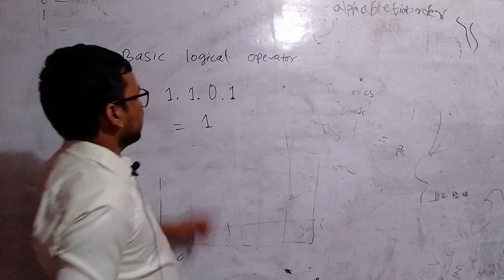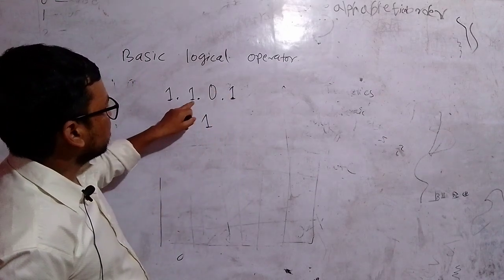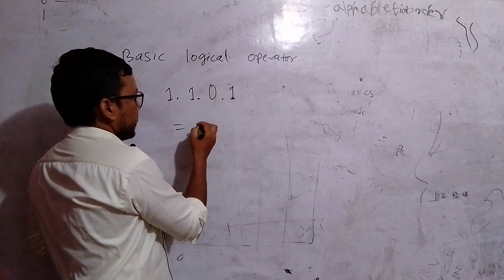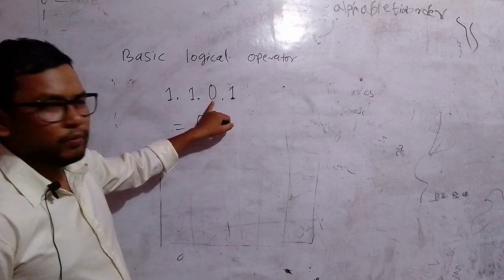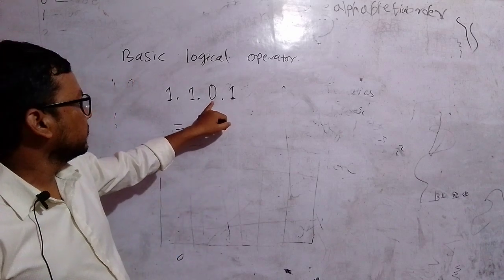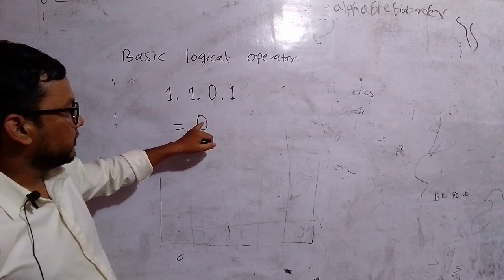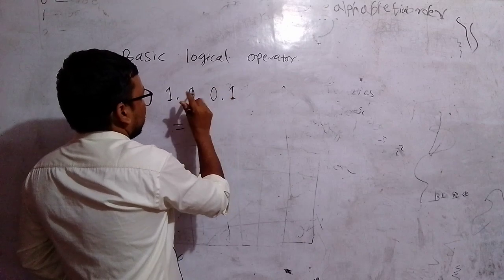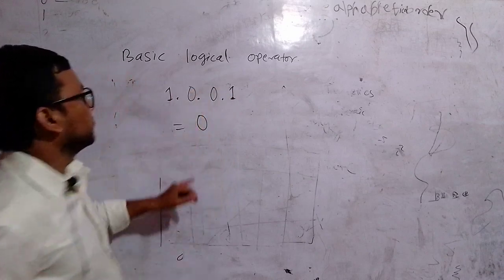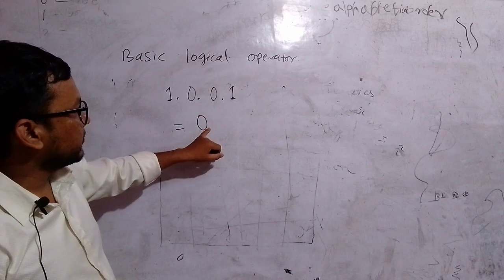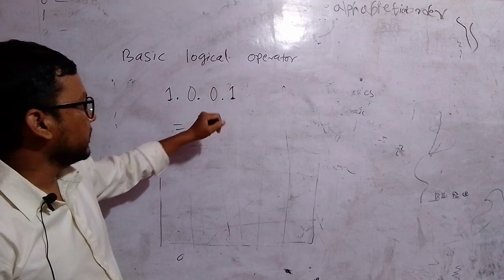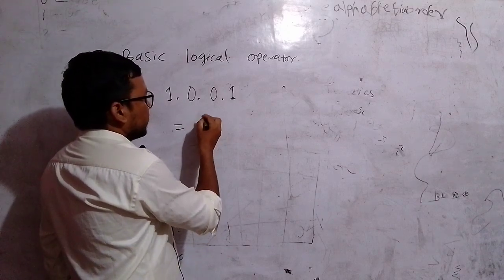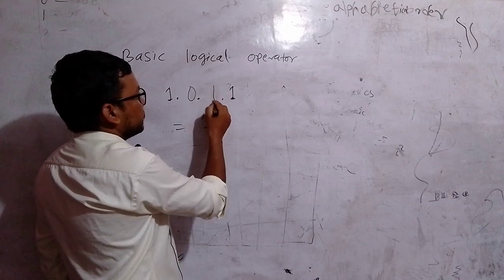Now, if any of the inputs has 0, for example 1 dot 1 dot 0 dot 1, in that case this produces output 0 because one of the inputs is 0. So we wrote output 0. It could be two 0s also. If the AND operator sees one of the inputs as 0, then it produces 0. To produce output 1 from the AND operator, all of the inputs should be 1.